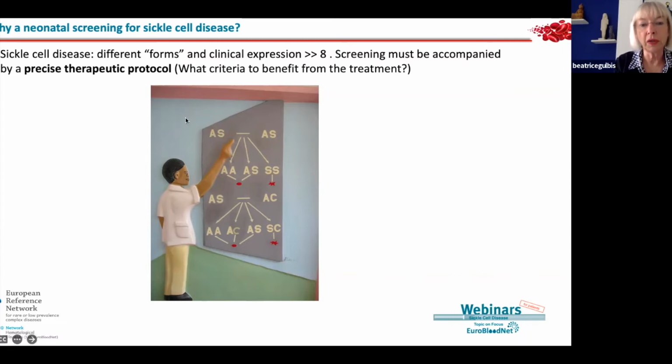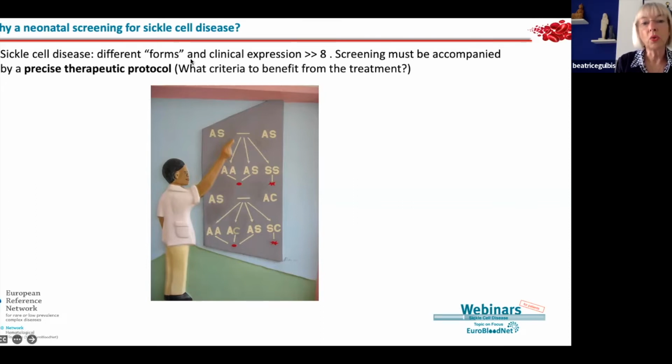So you see here, if each of the parents is a carrier of the hemoglobin S, there is one chance in four to have a child affected by sickle cell anemia. But you have different possibilities, like the mother, for example, is a carrier of the hemoglobin S, and the father a carrier of hemoglobin C, and then there is also a possibility to have a child with a sickle cell disorder, which is quite different from this one, but it's also the disease.